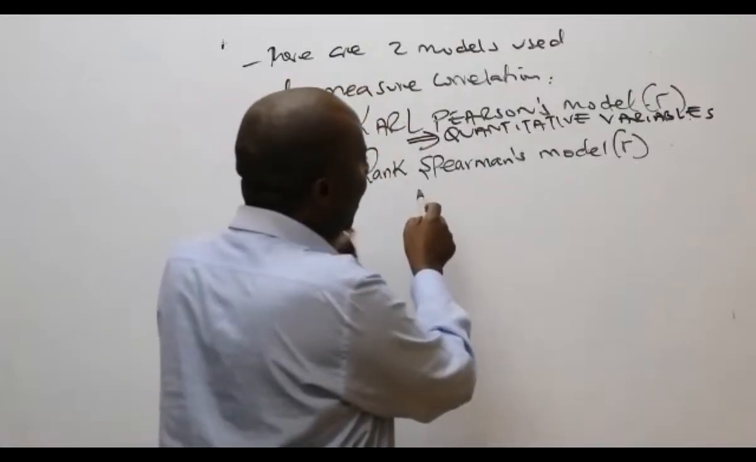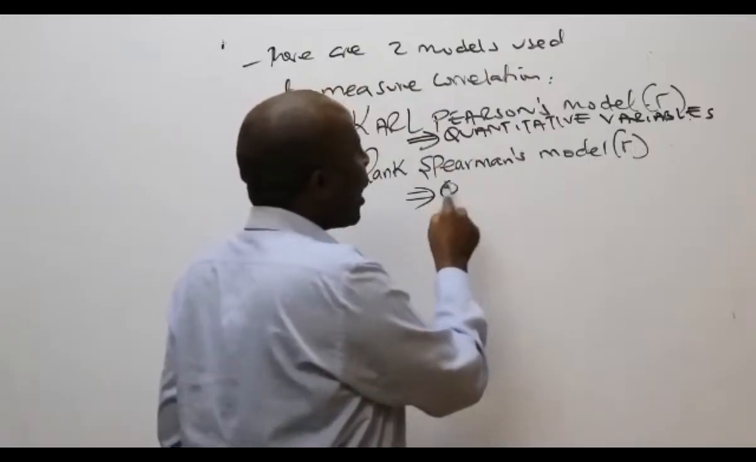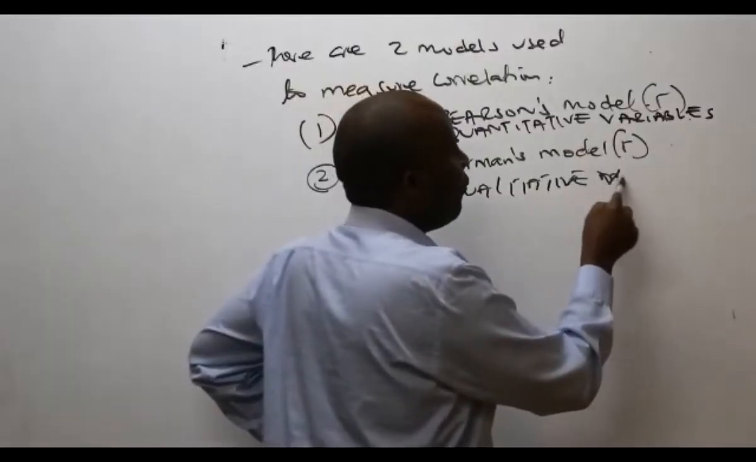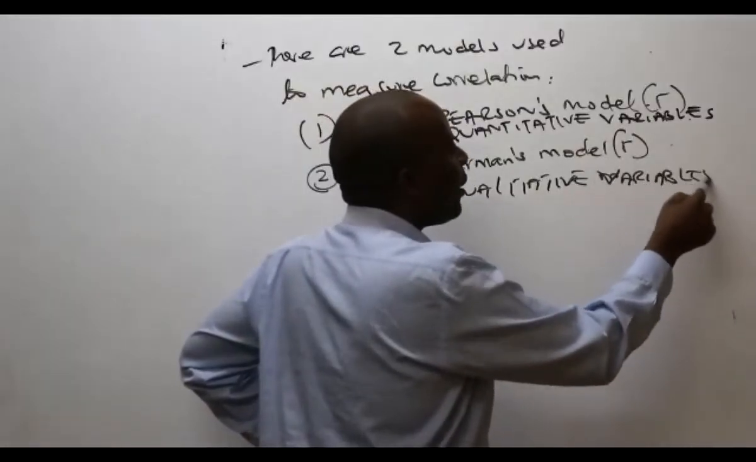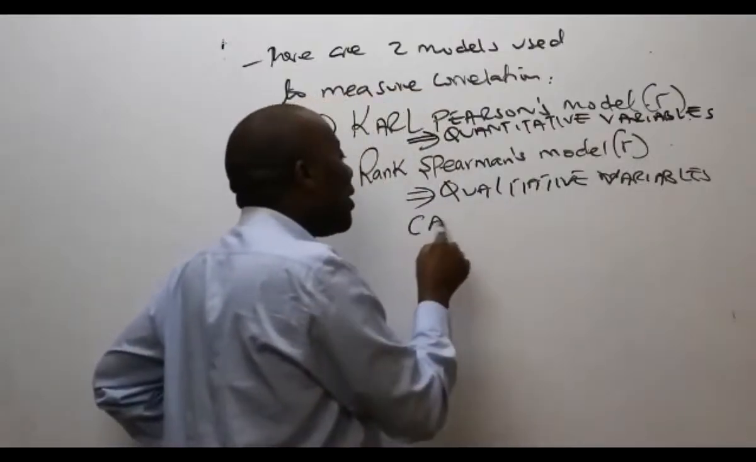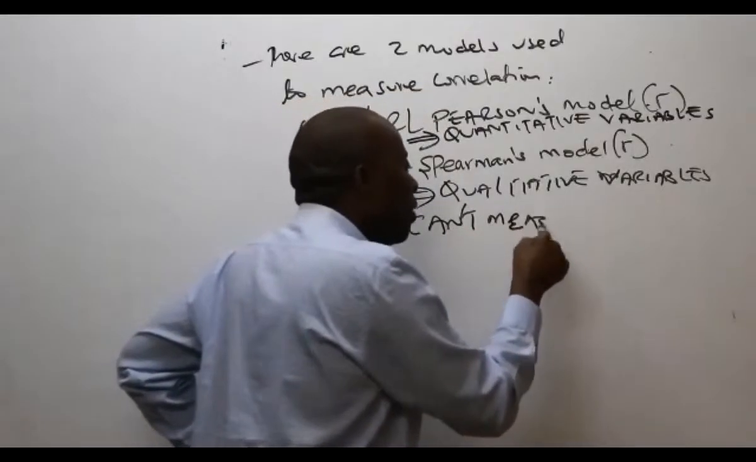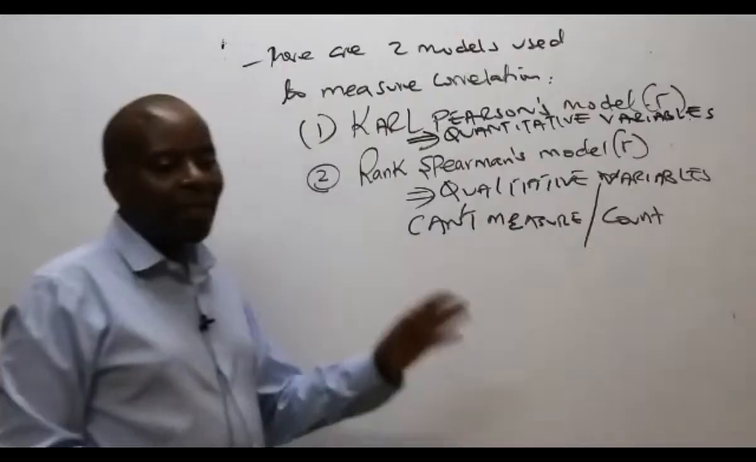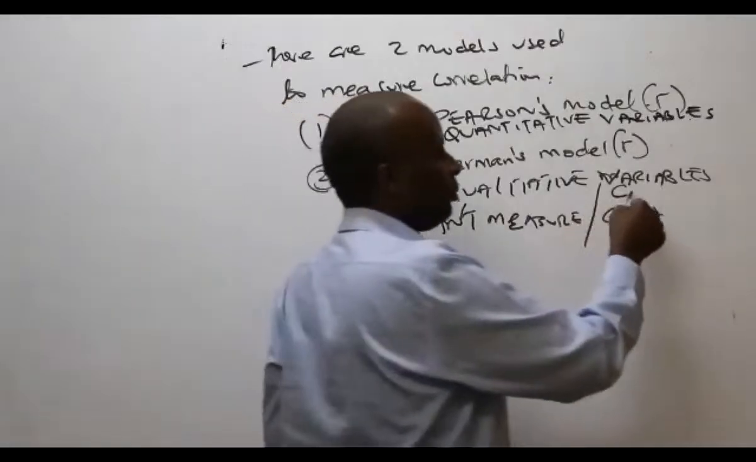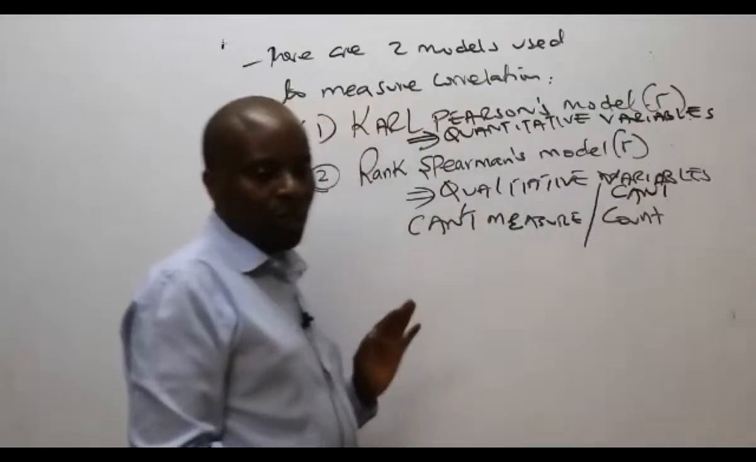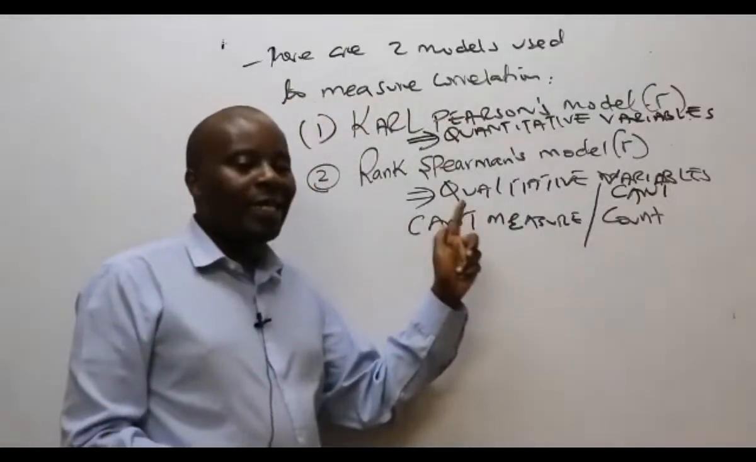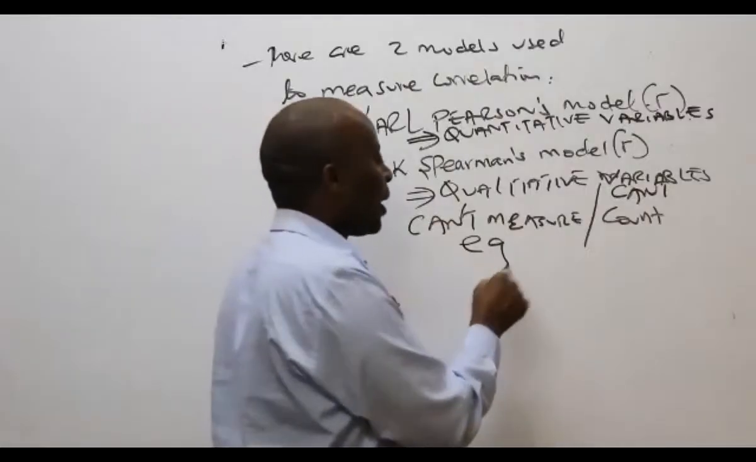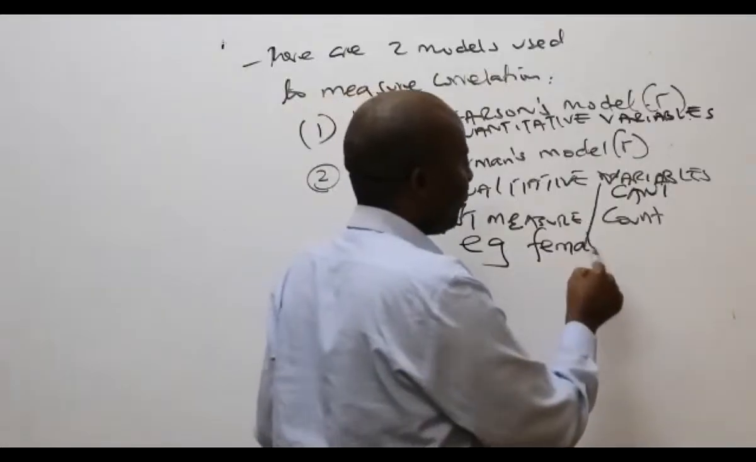How about this Spearman's? We normally use the rank Spearman's model, ladies and gentlemen, to capture what we call qualitative variables. Qualitative variables are those variables you cannot measure, you cannot count. Those variables that you can't measure, you can't count are called what here, somebody? Qualitative variables.